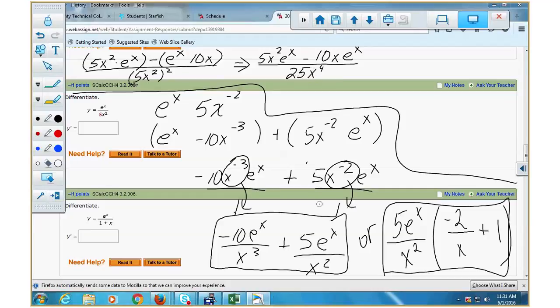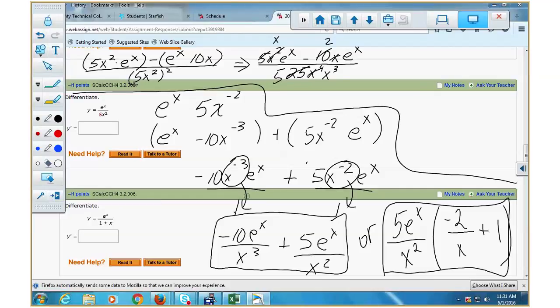And it looks like I can cancel out some things. You could cancel out some x's. So let's cancel out x, it will go into all of those. So that goes out, that goes to x, and that goes to x to the third. And then we could factor out a 5. That'd be 1, that'd be 2, and that'd be 5.